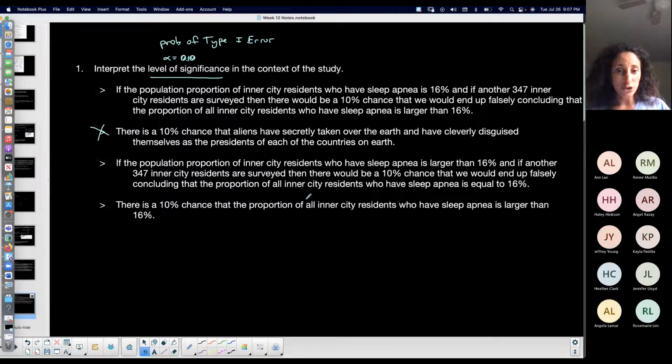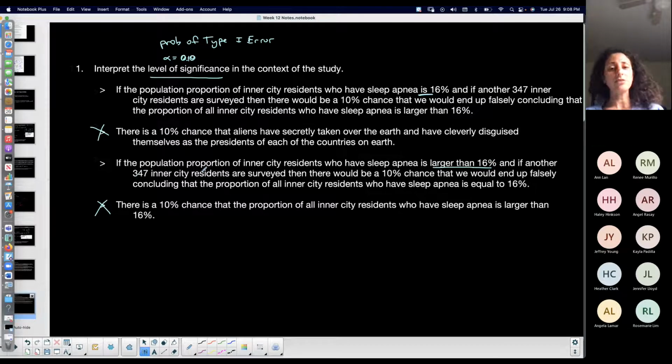There's a 10% chance that the proportion of all inner cities who have sleep apnea is larger than 16%. This is not the right way to say that. No. Okay, let's look at this. If the population proportion of inner city residents who have sleep apnea is 16%. Now, if the population, I don't like that. Why? Because it says is 16%. This is matching the null hypothesis. If the population proportion is 16%, I mean, we rejected the null. So I'm going to assume that this is wrong. I'll double check, but I'm going to go here and see if this matches what I'm thinking. If the population proportion of inner city residents who have sleep apnea is larger than 16%, that matches my alternative.